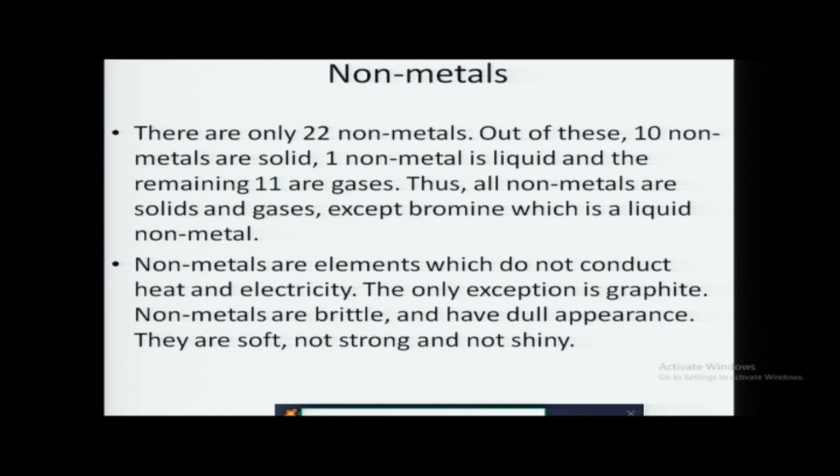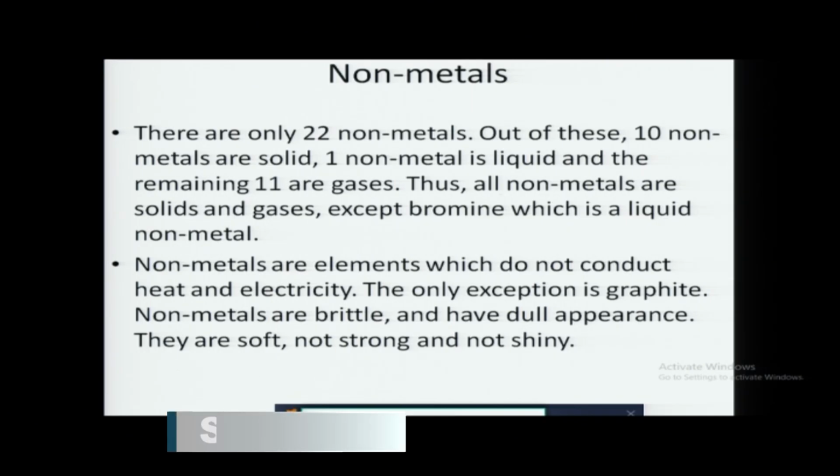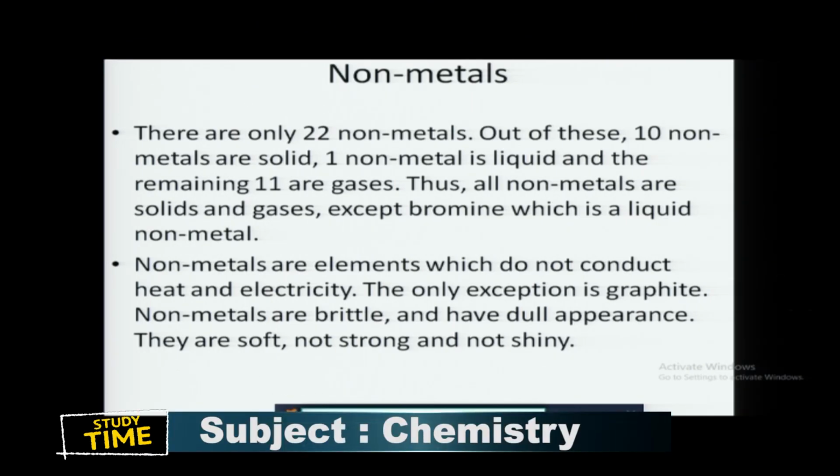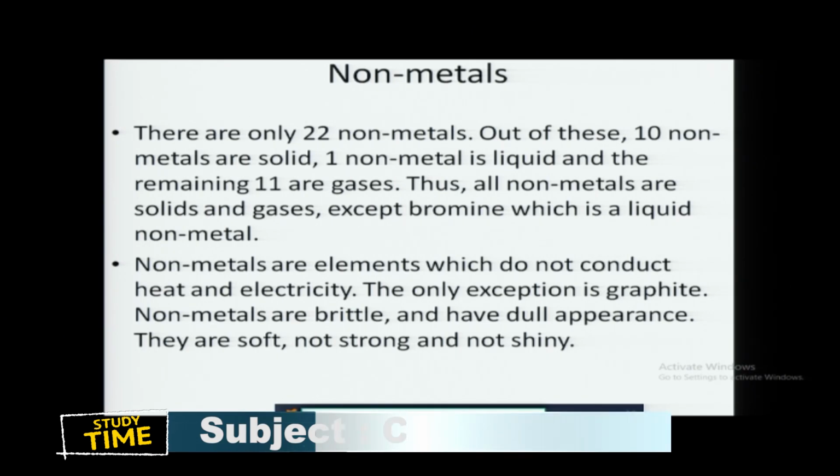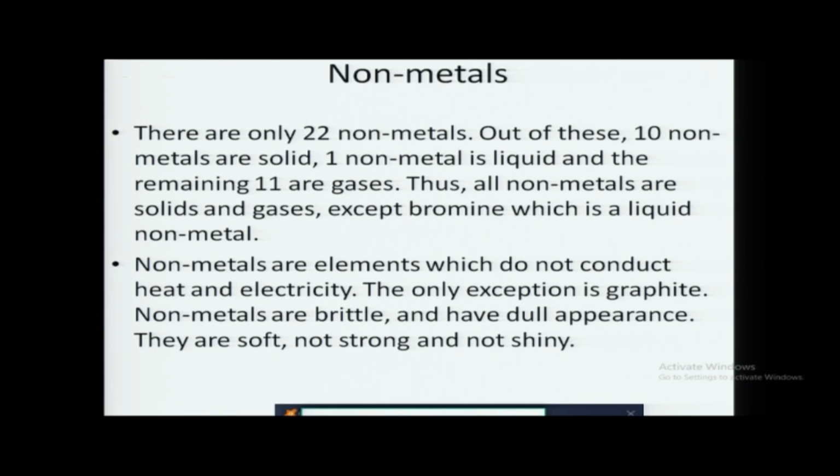So nonmetals are around 22, and out of them, 10 are solid, 1 is liquid, and the remaining are gases, all right? Nonmetals are elements which don't conduct electricity and heat. The only exception is graphite. You will see this in senior 3, why graphite can conduct electricity. Nonmetals are brittle, they have a dull appearance, and they are soft, non-strong, and not shiny like the metals.